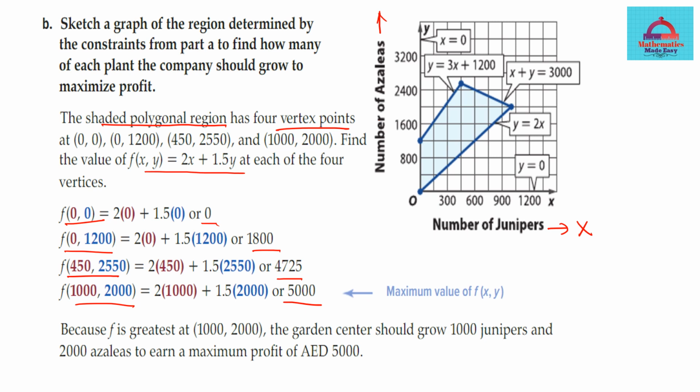We want the profit to be maximum, so it is greatest at this point. So the maximum profit is 5000 AED, and this occurs when x is 1000, y is 2000. That means the garden should get 1000 junipers and 2000 azaleas. This is how you solve the word problem. Now try one unsolved guided practice question yourself.